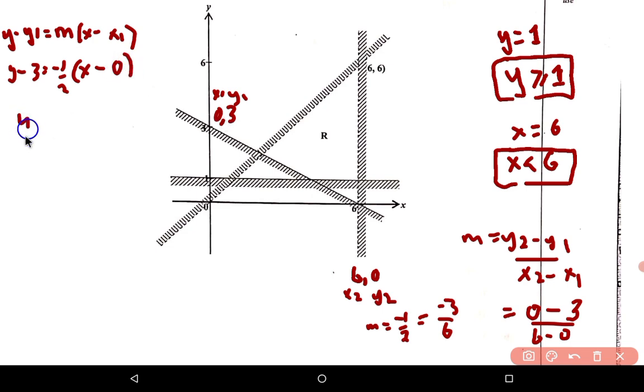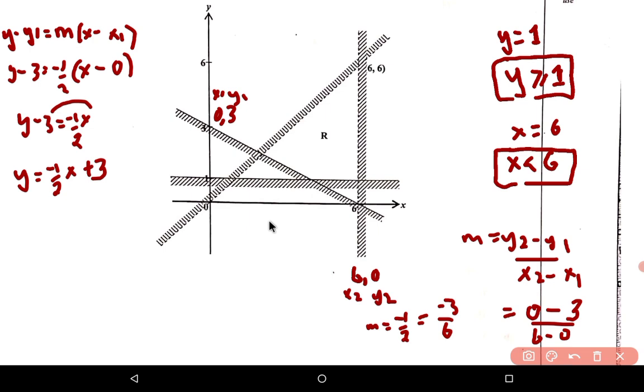So y minus 3 is equal to negative half x. This by this is 0, so I'm not going to write it. Then you can take your 3 to this side, so y is equal to negative half x plus 3, since it crosses the equal sign. So this is the equation.